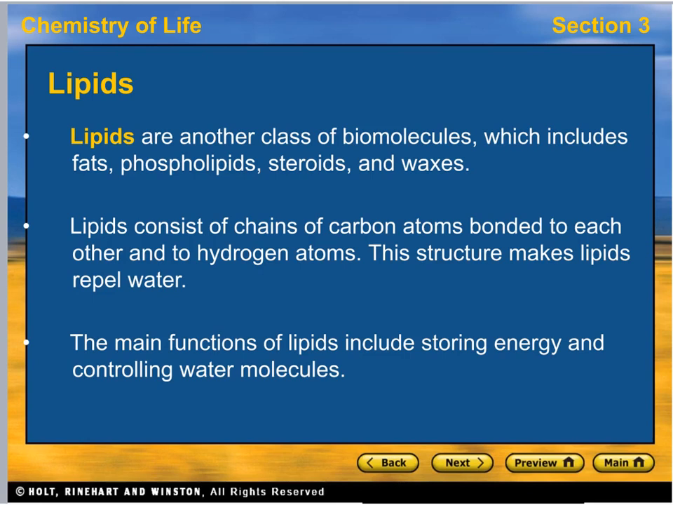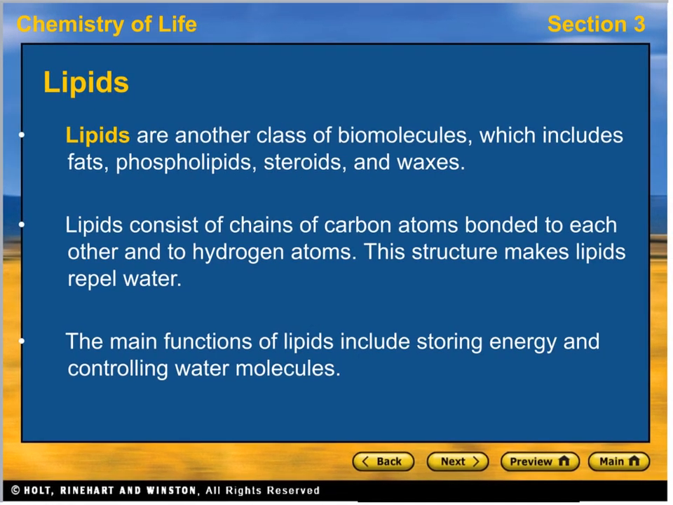By definition, lipids are another class of biomolecules, okay? And these typically contain things like fats, phospholipids, steroids, and waxes. When you look at the structure of lipids, they contain chains of carbon atoms that are bonded to other carbon atoms as well as to hydrogen atoms. So it's this structure that makes lipids repel water. And I'll show you a picture here in just a second.